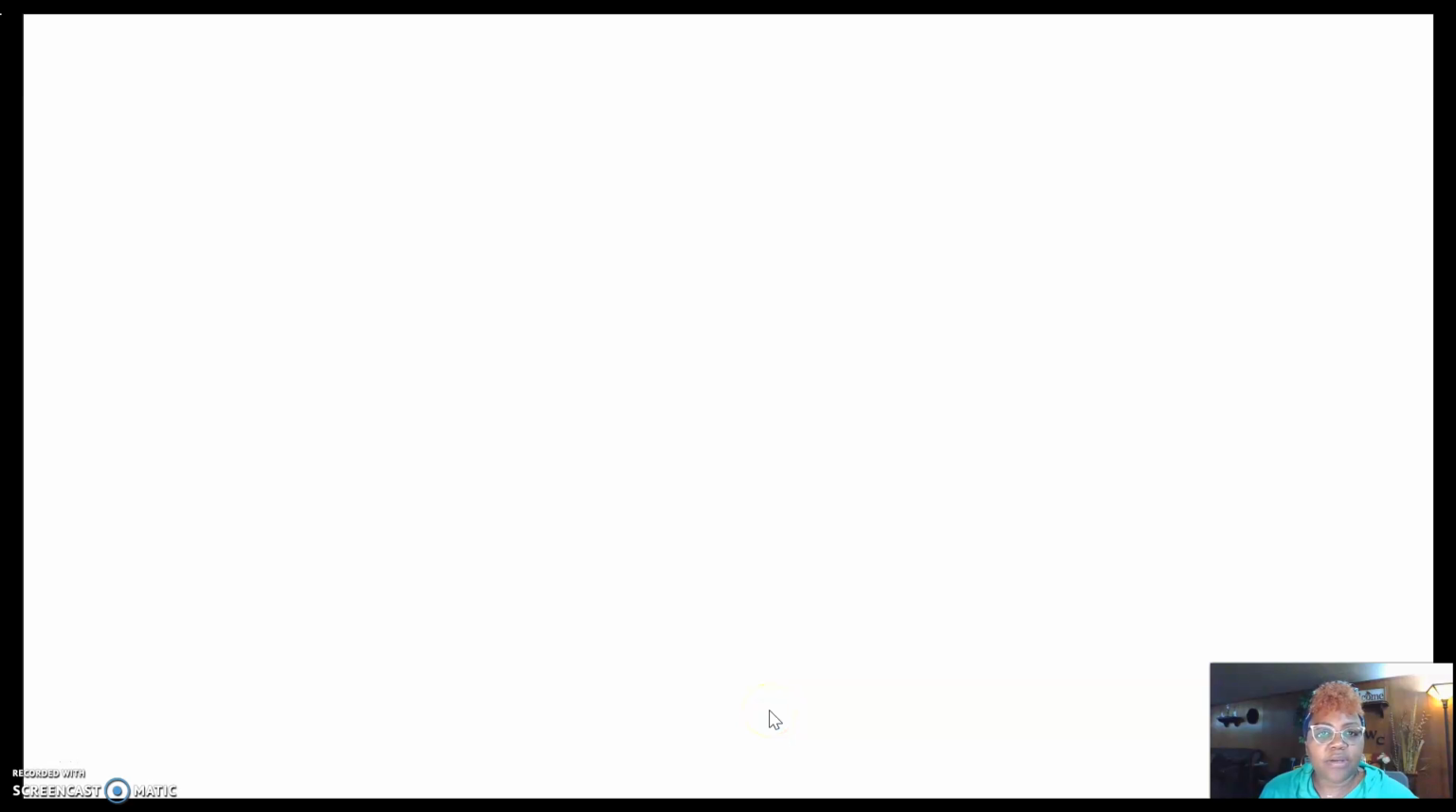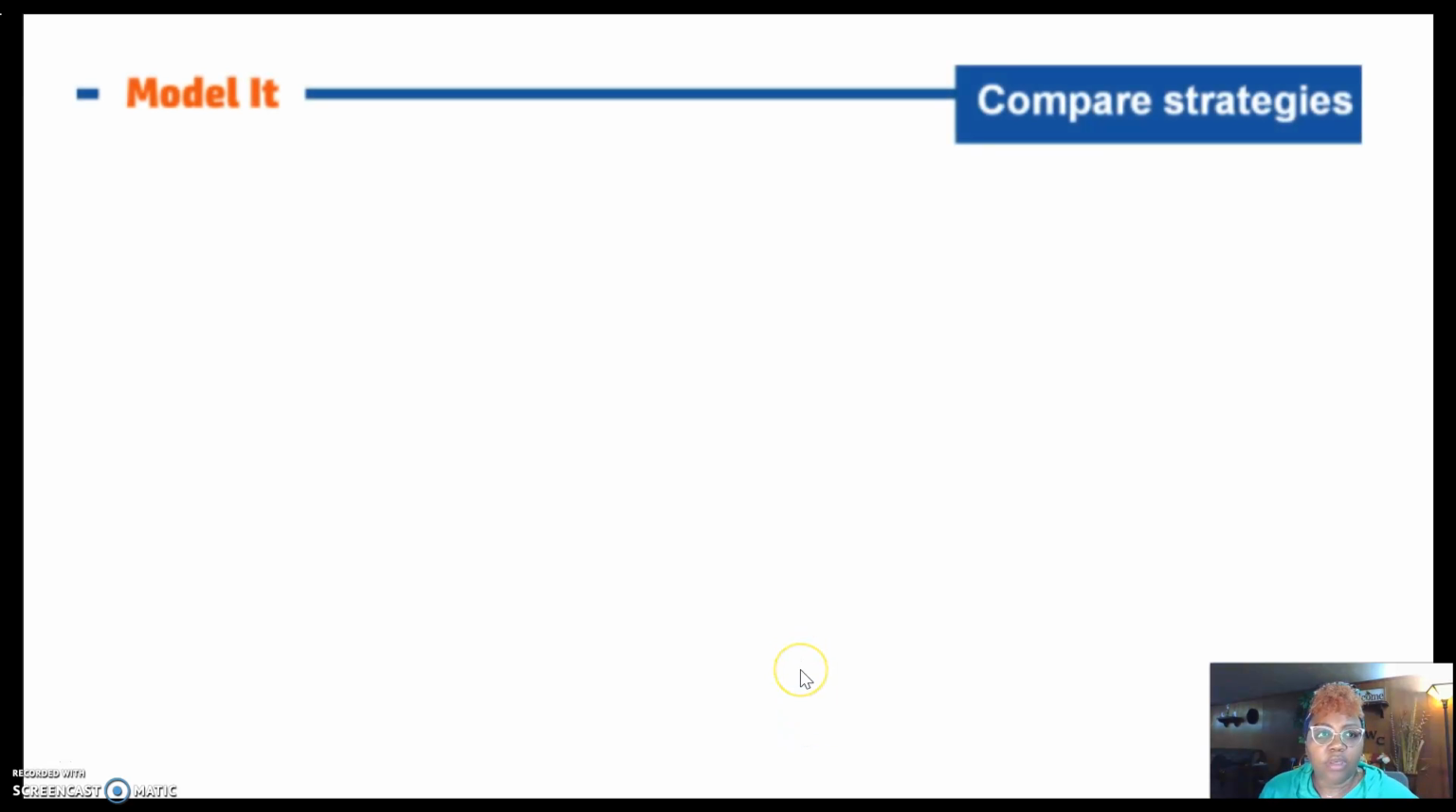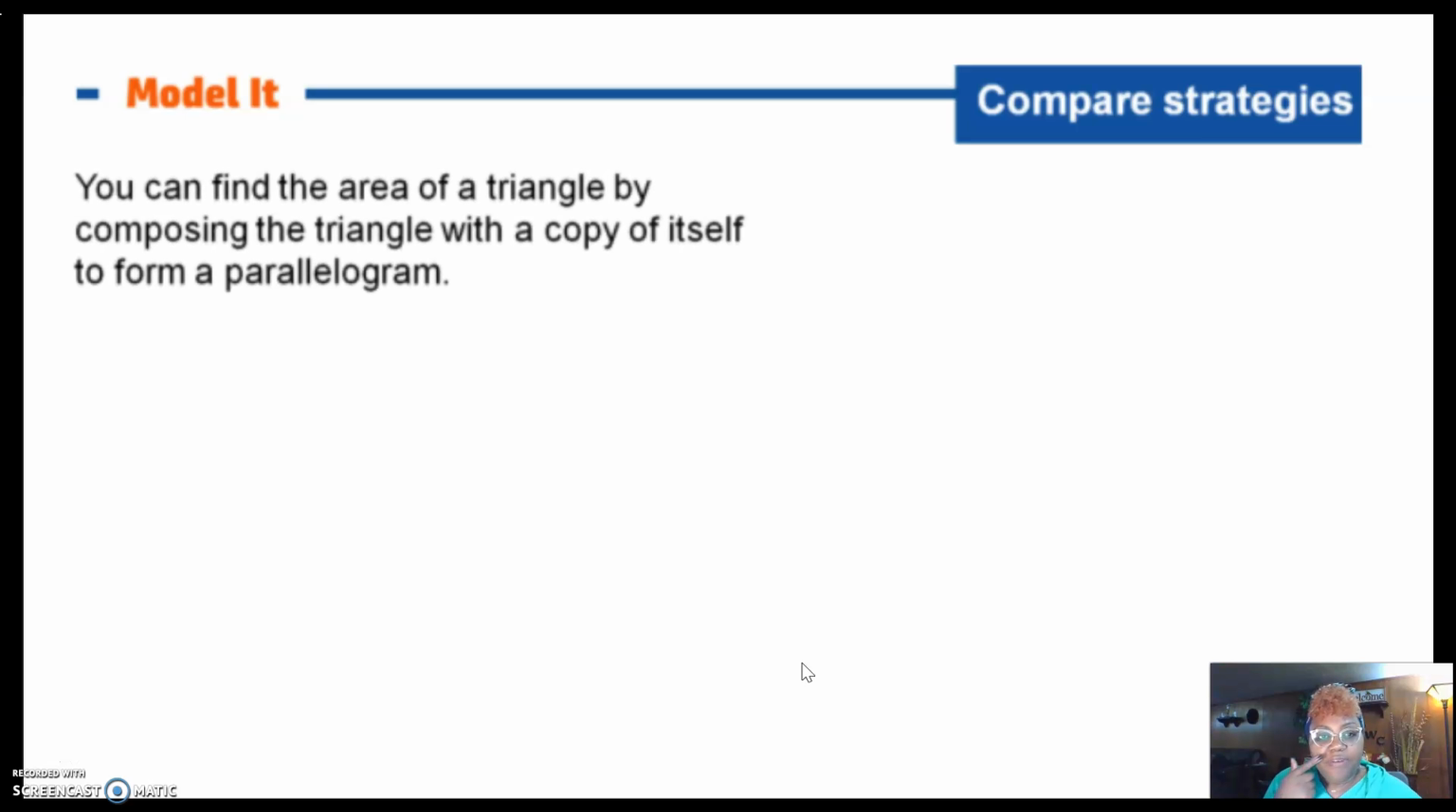Okie dokie, scholars, here is our second strategy that we're going to look at to find the area of a triangle. We're going to use another Model It. And now we're going to find the area of a triangle by composing a triangle with a copy of itself to form a parallelogram. And this is what I saw yesterday in one of our student works from the decals, from Caitlin's decals. So here's a picture of Maria's triangle.